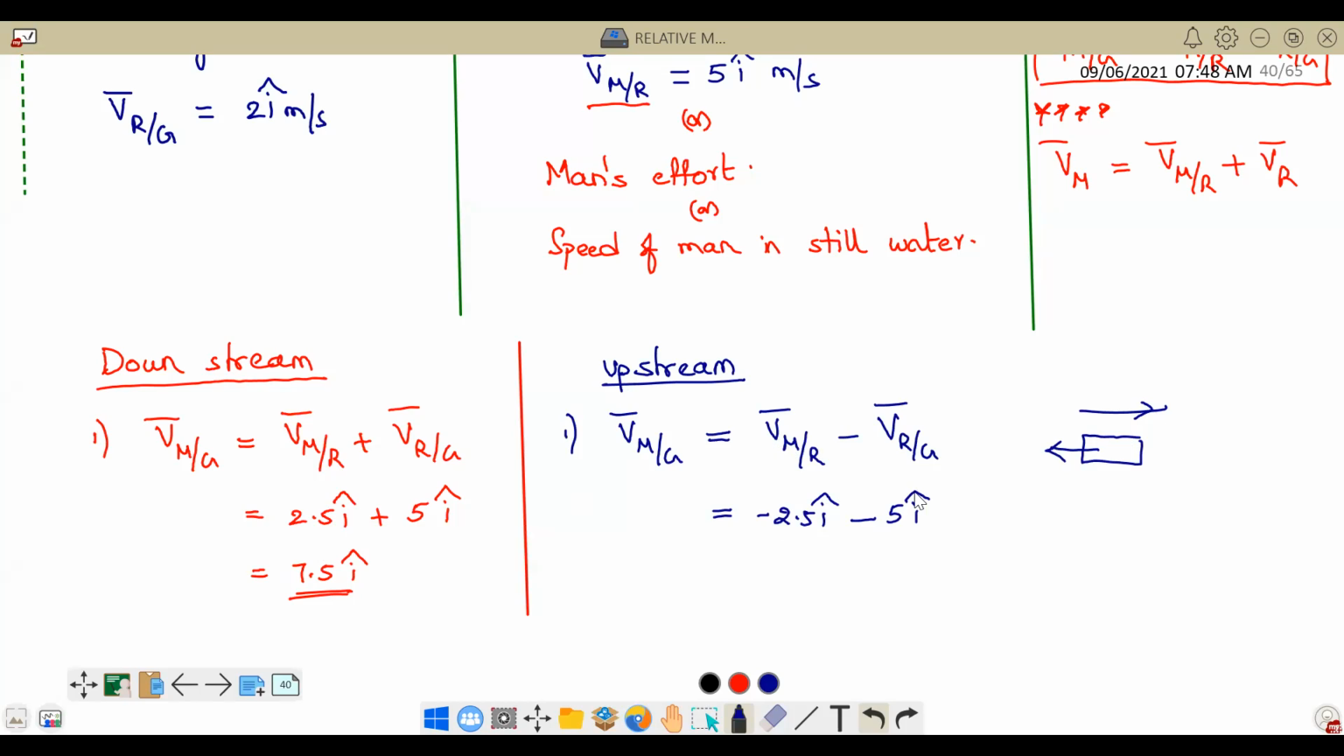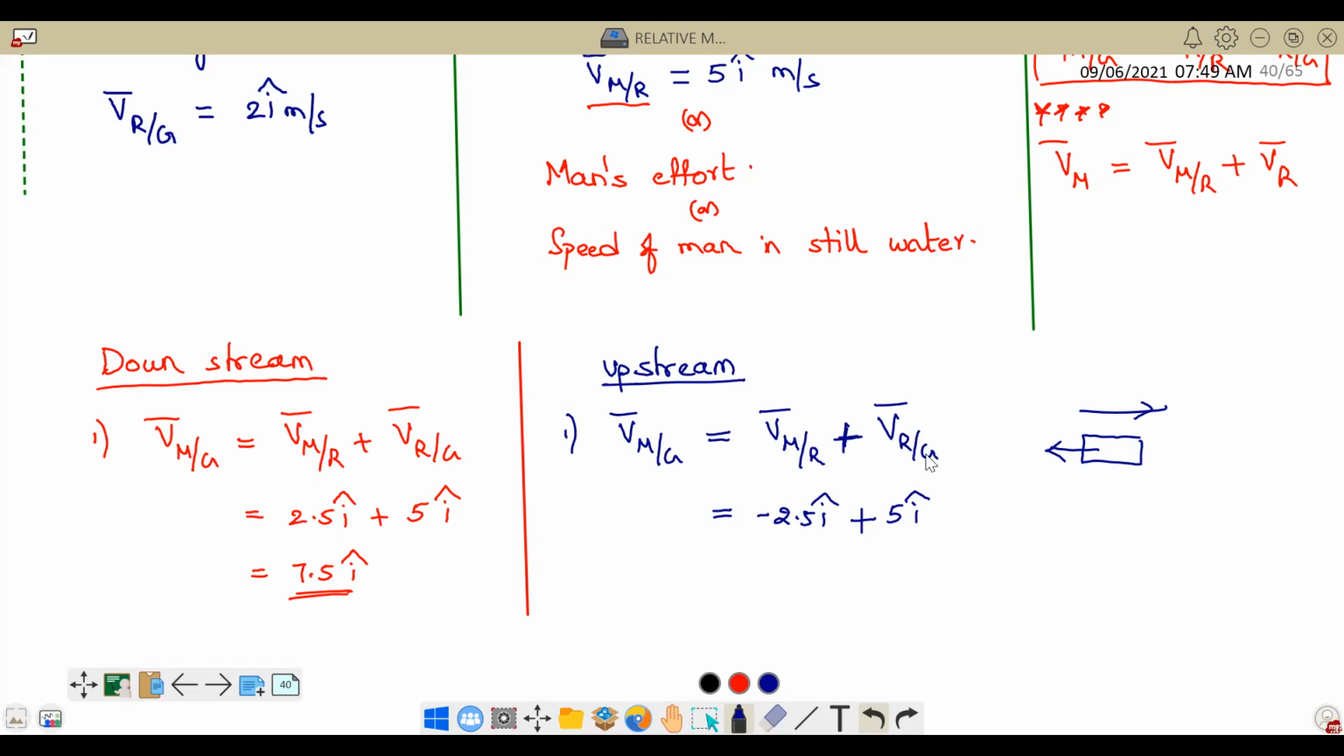Here, this positive is always plus. Yes, this is always plus. The equation doesn't change here. Sorry, I made a mistake here. Now see here, velocity of man with respect to ground is equal to velocity of man with respect to river plus velocity of river with respect to ground.